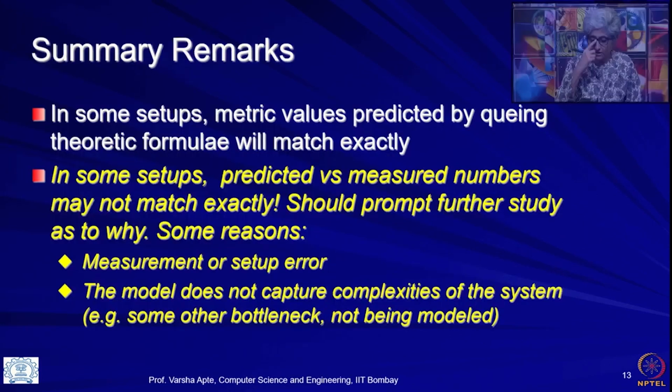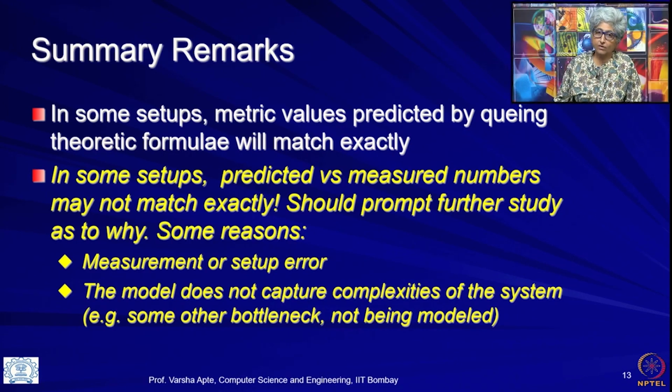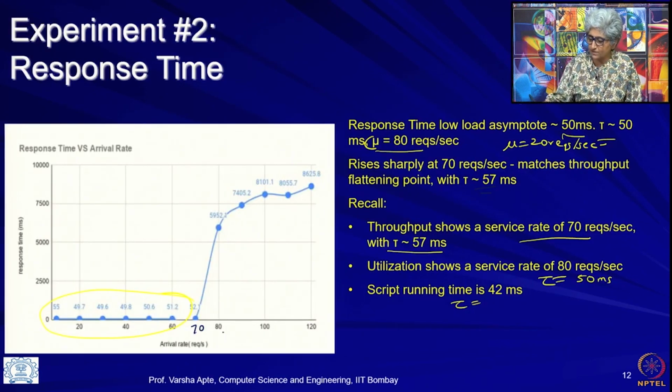So, the summary remarks from this case study is that in some setups the metric values predicted by queuing theoretic formulae will match exactly. That is the experiment 1 that we saw, that every chart that we saw, there was a perfect match and it matched with the service time and with what we would have theoretically predicted. But in some setups the predicted versus measured numbers may not match exactly. The amount of this match between 57 and 50 and 40 might be fine also, but still there is some mystery as to why the throughput is actually flattening out at 70 requests per second, okay.